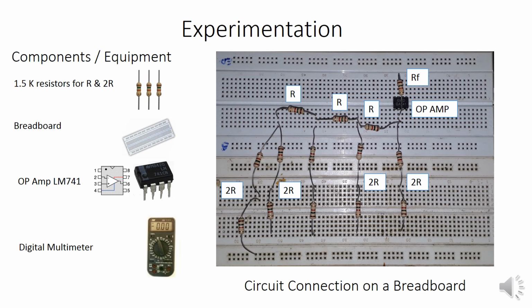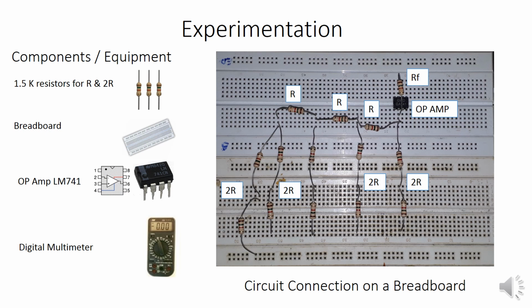pin number 6. Pin number 8 is not connected to anything in the op-amp, and pins number 1 and 5 are used to offset the output voltage. And we also need a digital multimeter to measure the response of the op-amp, which will be connected at pin number 6 to measure the output voltage for the corresponding input bit sequence.